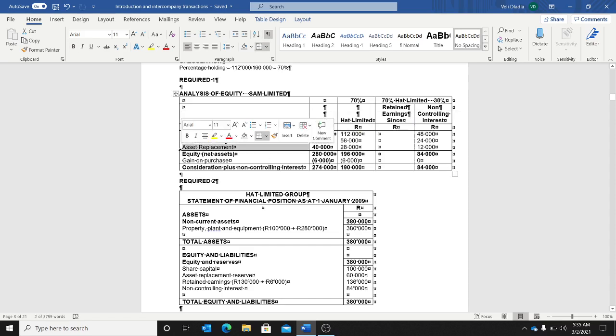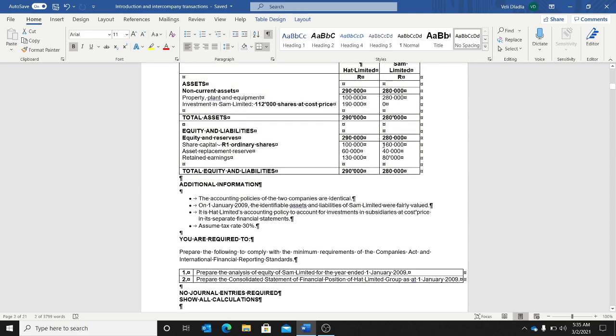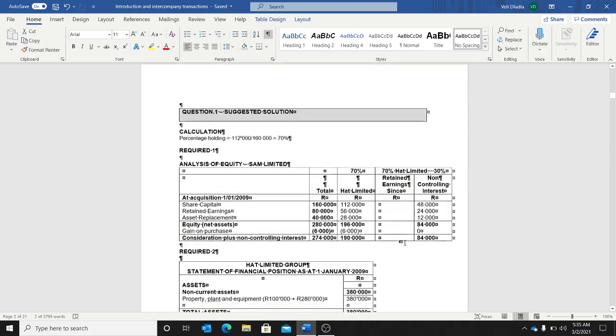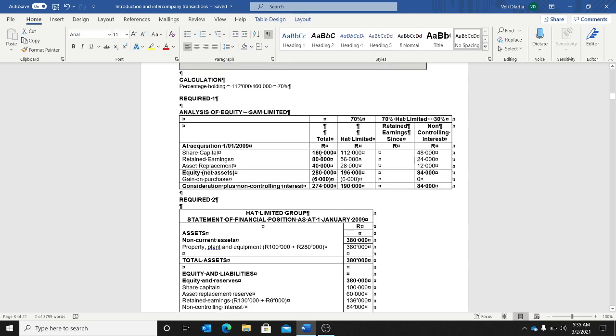The asset replacement is 40. These figures that I'm showing you, they come from here. These are the figures when we're acquiring the company. These were the figures here of equity. Remember, equity is share capital, reserves, and retained earnings or loss, one of the two, depending on what the company has made.